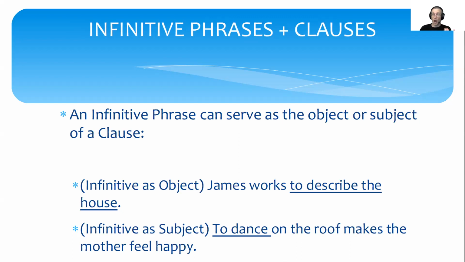It can serve as the object, the thing that has something being done to it, or the subject, the thing that's doing something. So the infinitive as the object. James works to describe the house. To describe the house becomes the object of the verb works. It's the thing that James is doing. The infinitive as the subject. To dance on the roof makes the mother feel happy. Again, both of them are serving as either the object or the subject, just like the gerund phrase.